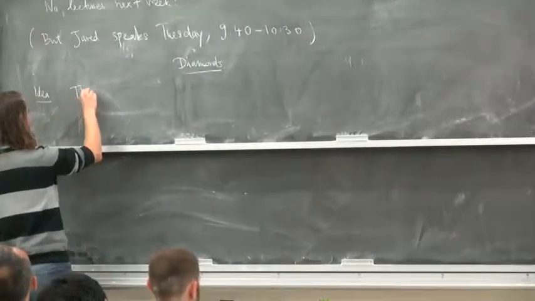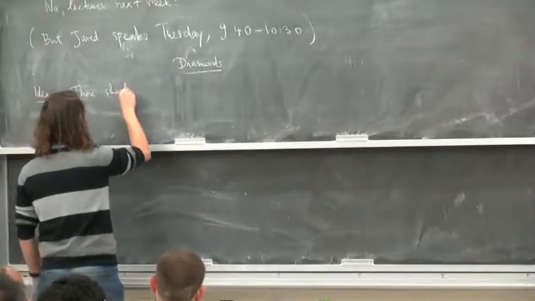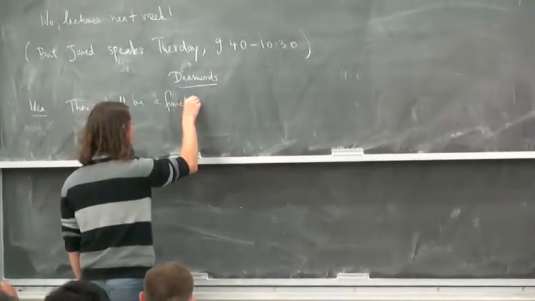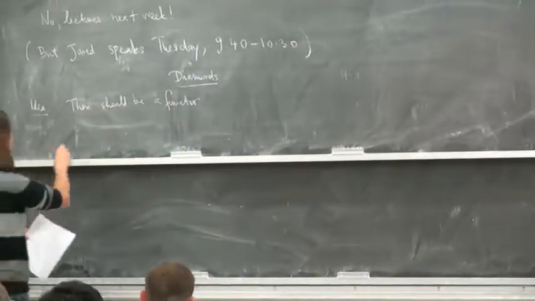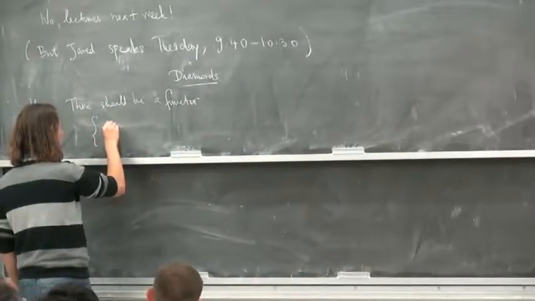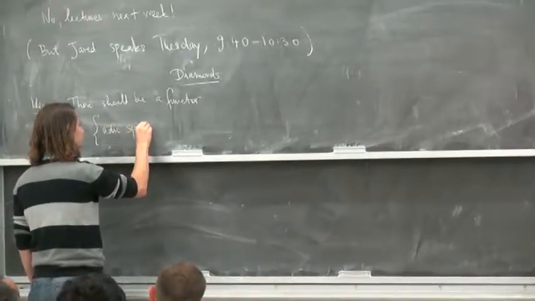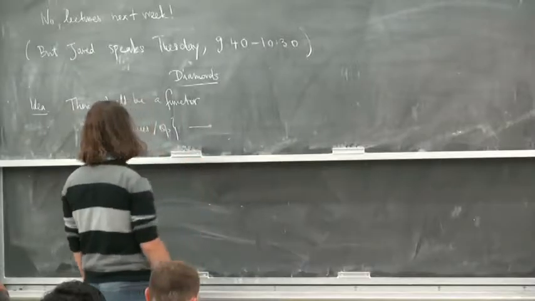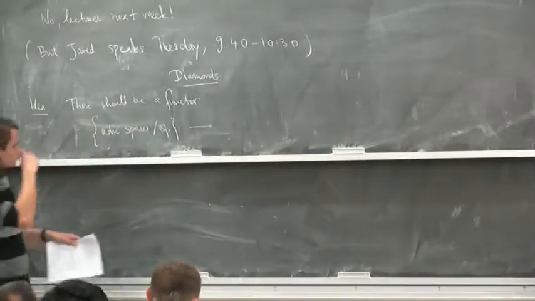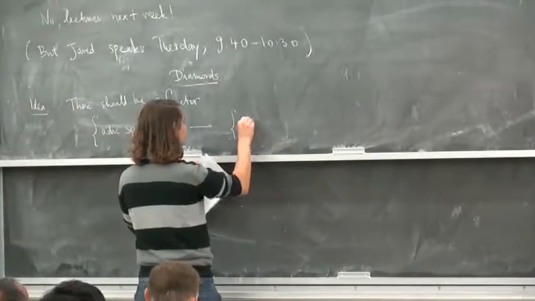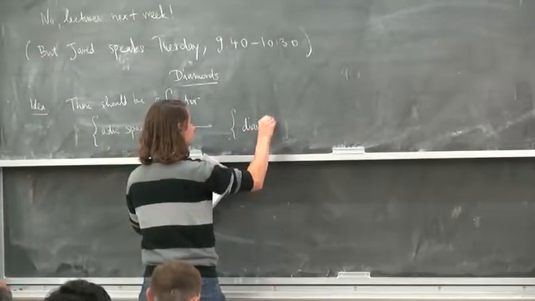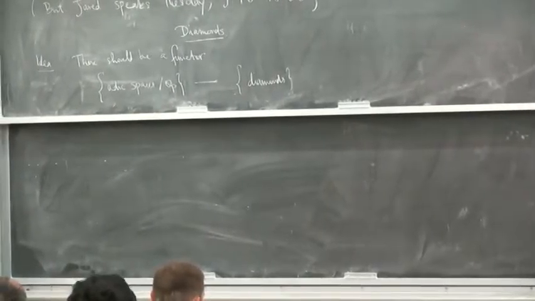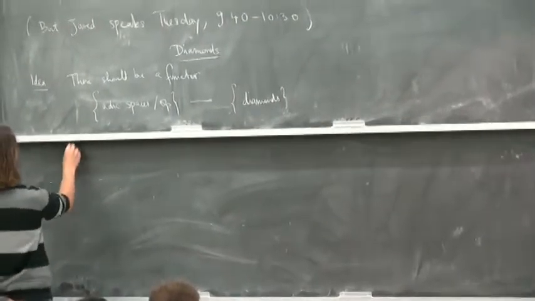So there should be some functor which goes from some kind of adic space over QP, for example rigid spaces, to diamonds. And this should certainly not be fully faithful, but instead it should somehow forget the structure of the morphism to QP.